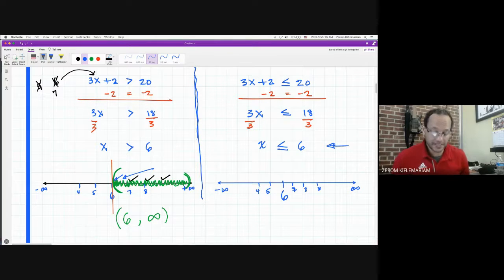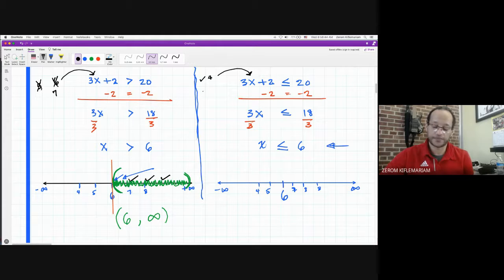What about the number 6 itself? It says less than or equal to. Since it says less than or equal to, then I can accept that answer also. Meaning, if I plug in here, number 4, 3 times 4 would be 12. 12 plus 2 would be 14. Is 14 less than or equal to 20? It is less than. That is acceptable.